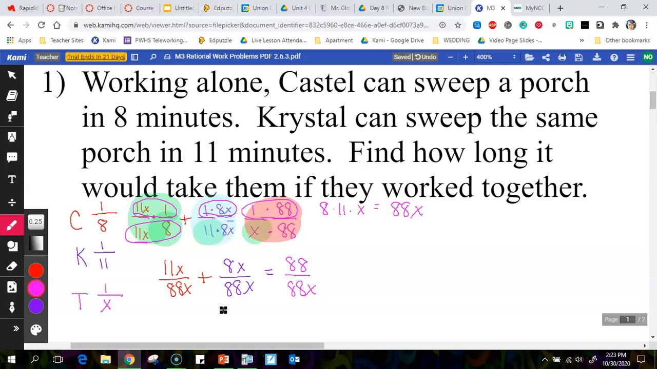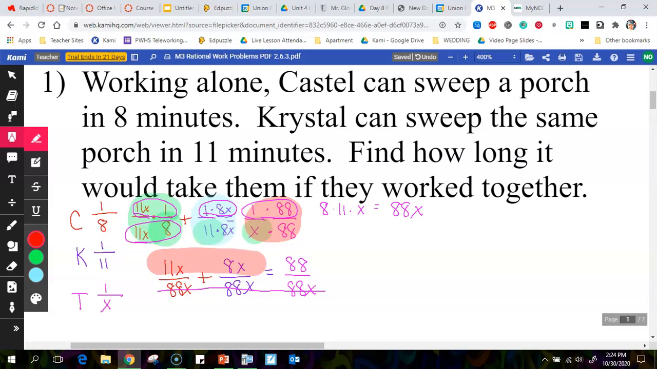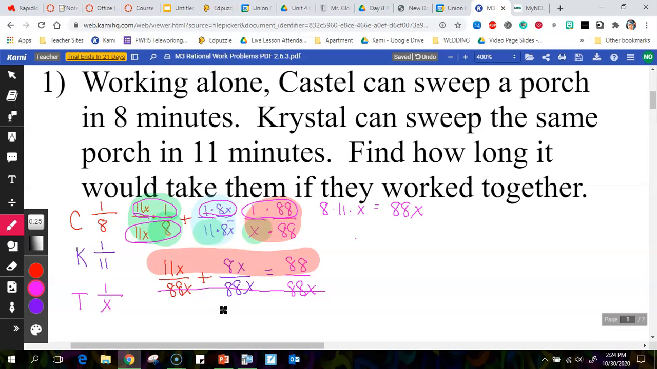Now look at the fact that all of the denominators are the same. If all the denominators are the same, I can mark them out and forget about them. Then I can just do this as an equation, and that's really easy. 11x plus 8x equals 88. 19x equals 88. Divide by 19.